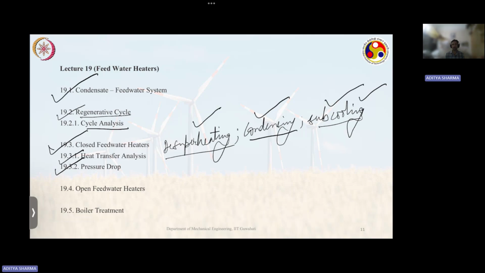So these three zonings we can do in our closed feed water heaters, right? But this is not a compulsion that we do such zoning. We can work with just two zones also, like superheating and condensing, or just one, where we have just condensing, based on the situation that we have in our hand, or based on the design we have opted for.